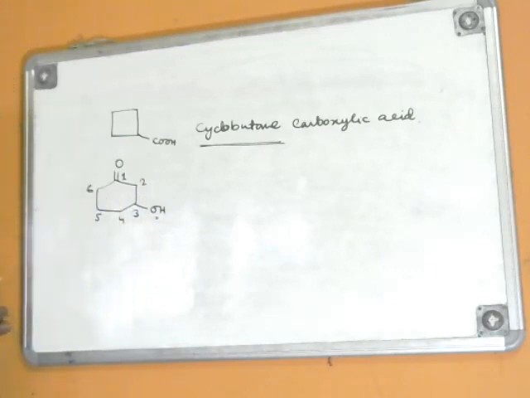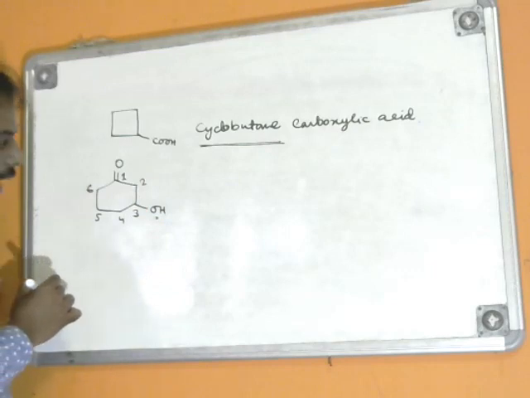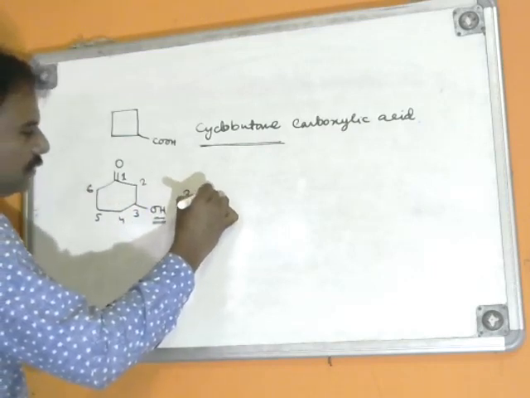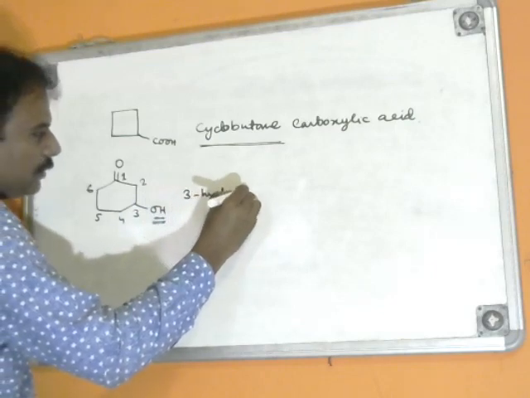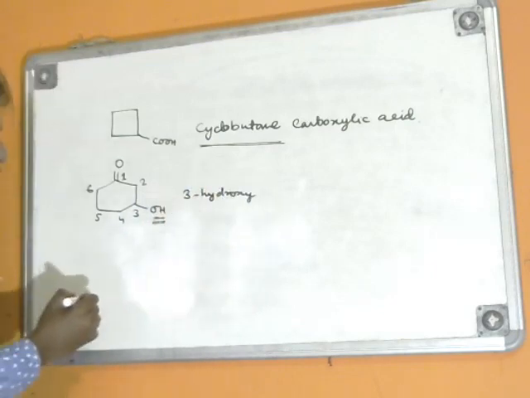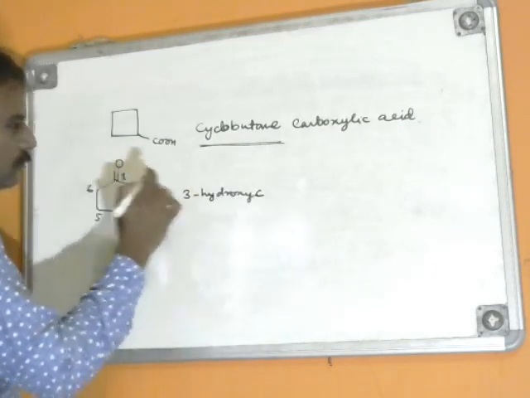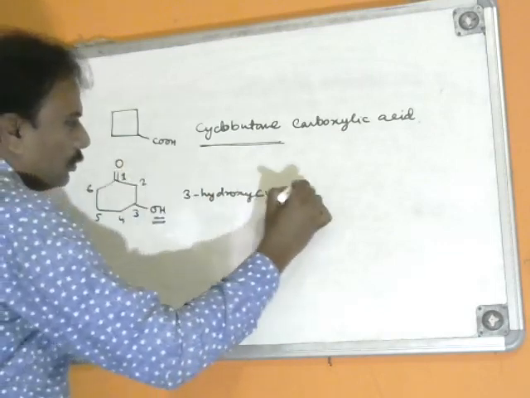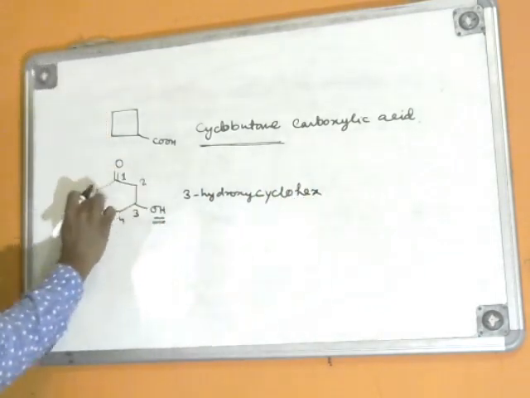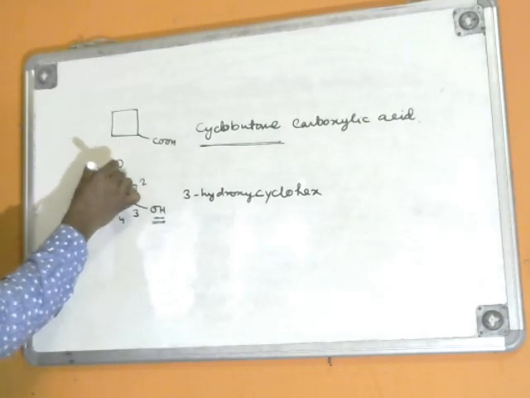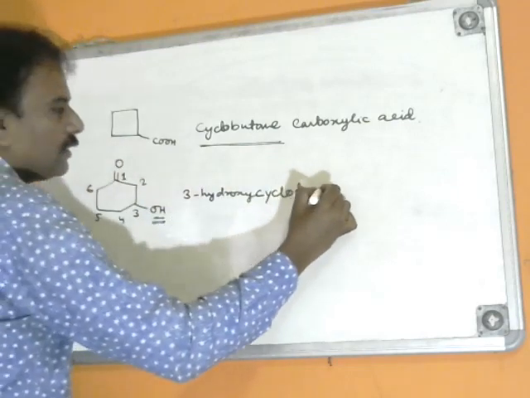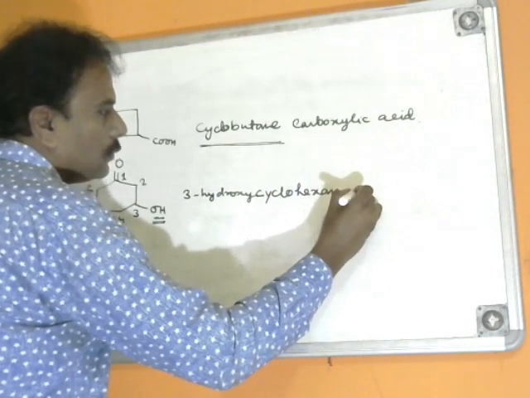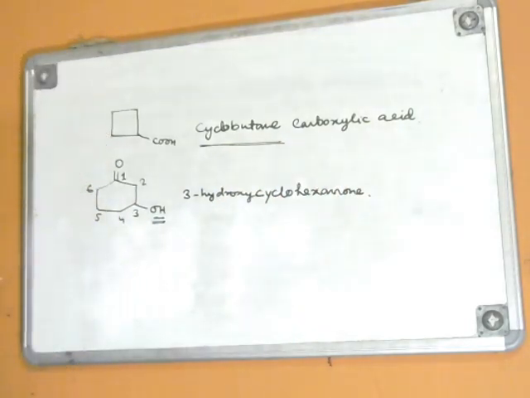Okay. Now the name is 3-hydroxy. So in the 3 position, a hydroxy group is present. 3-hydroxy cyclo. This is a cyclic compound, so cyclo, hexanone. Hex because 6 carbons are present. So hex and none for that ketonic group. Hexanone. So this will be the name.